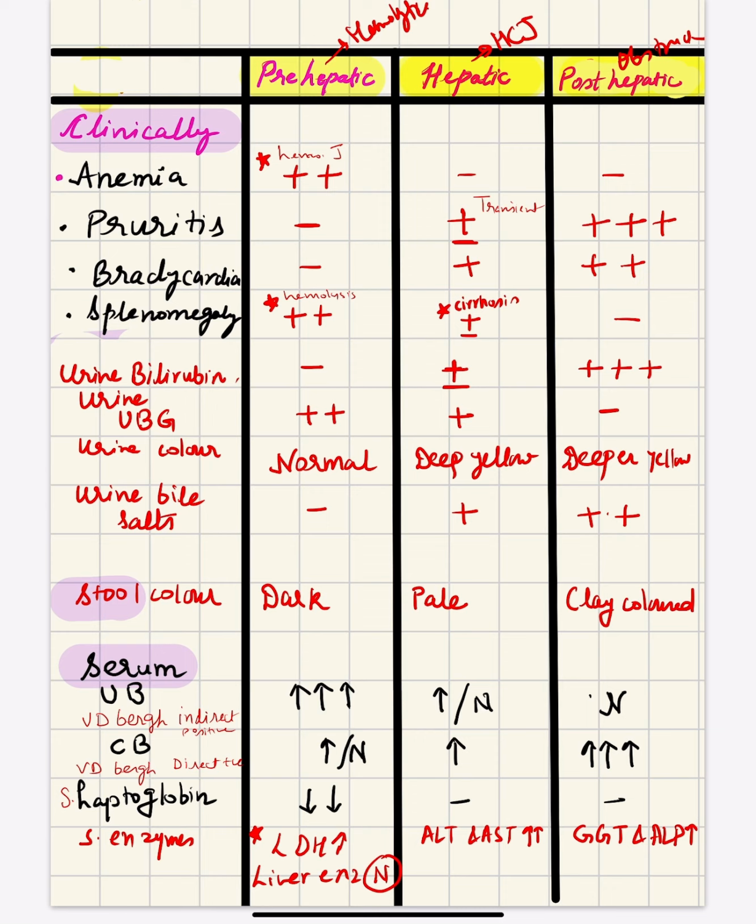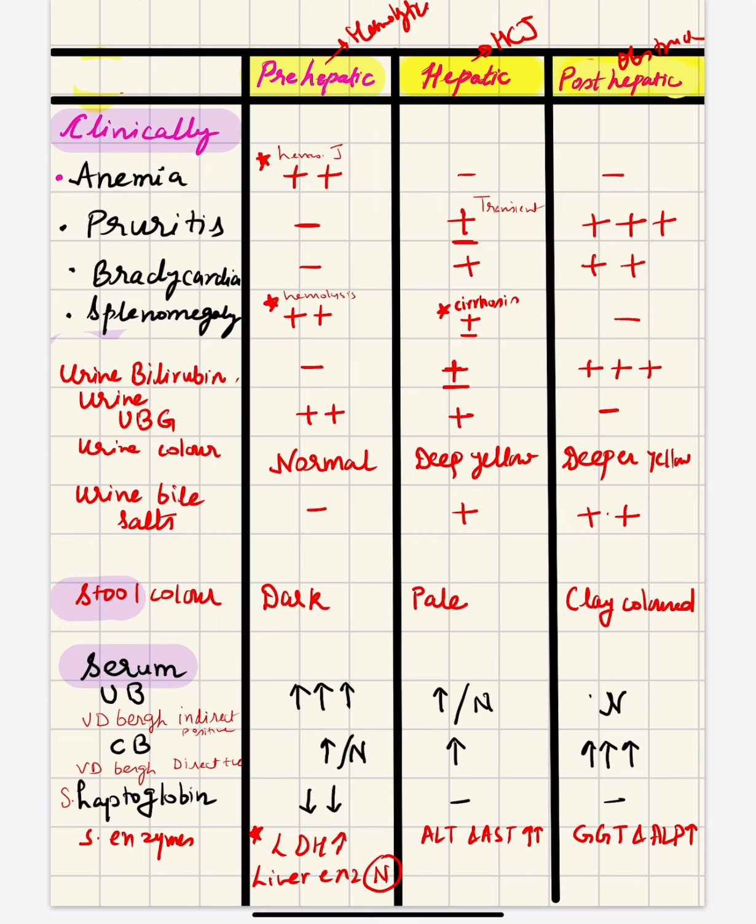Again, ALT and AST, the enzymes which mark hepatocyte integrity, will be increased in hepatic jaundice since there is hepatocellular damage. While the enzymes present in the biliary tree, GGT, gamma glutamyl transferase, and alkaline phosphatase, will be increased in post-hepatic jaundice. Another enzyme, 5-nucleotidase, will also be increased in post-hepatic jaundice.